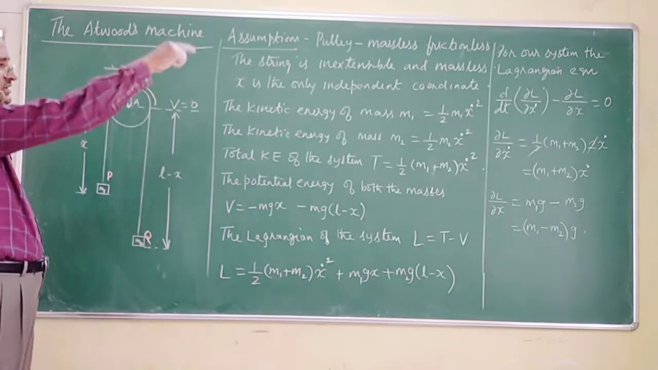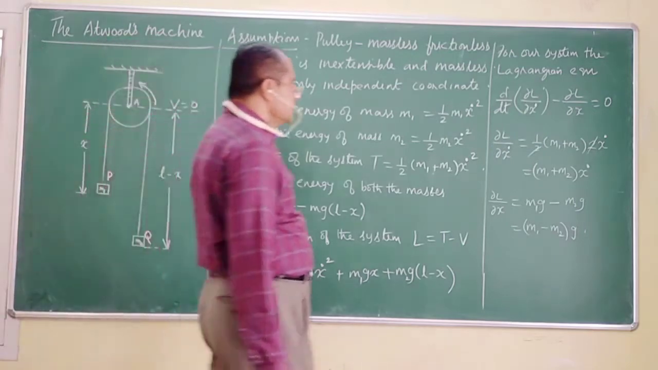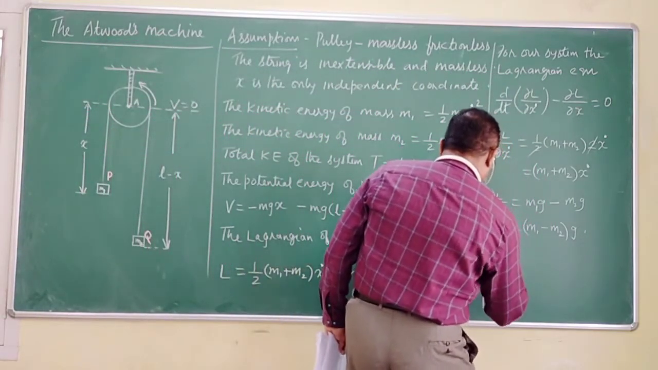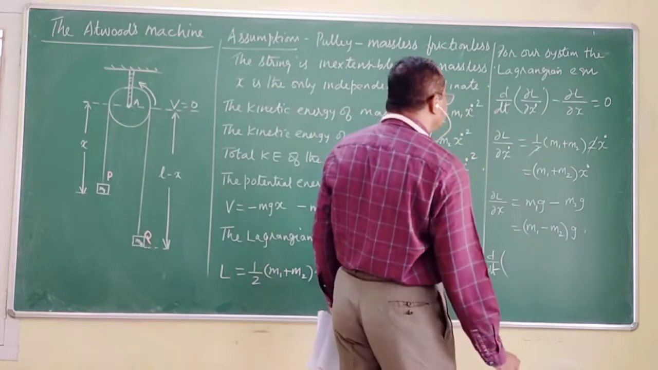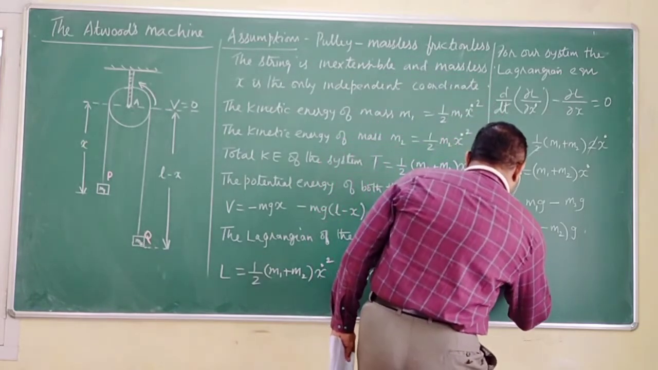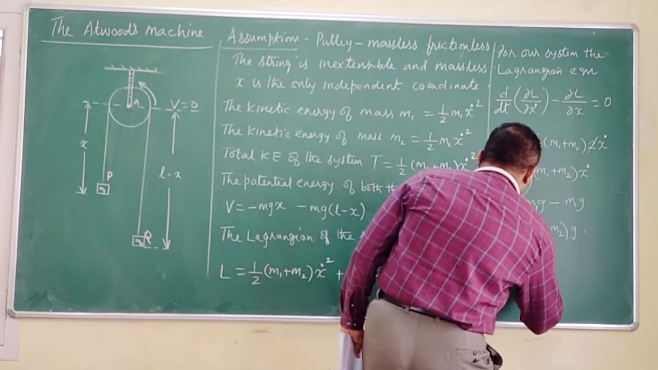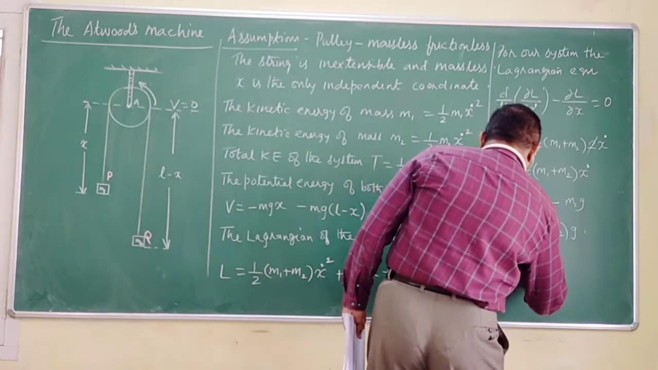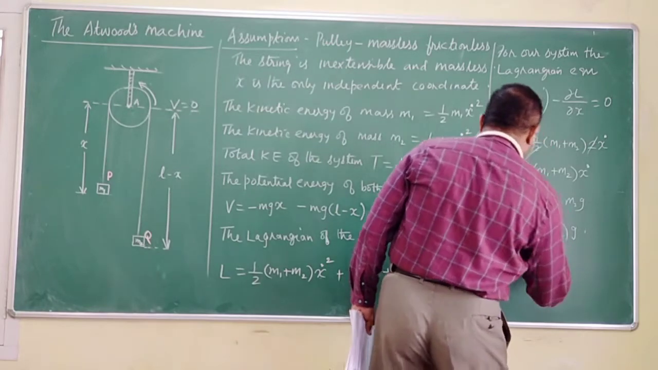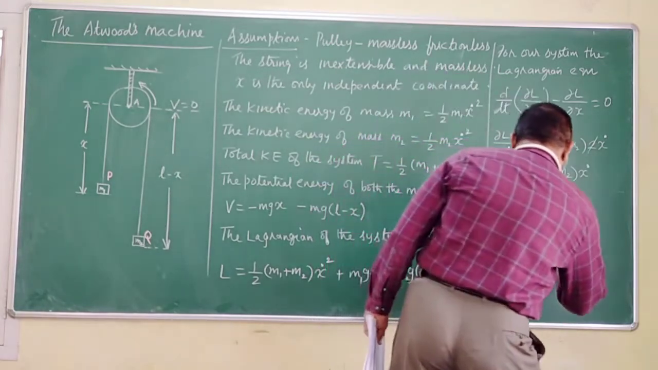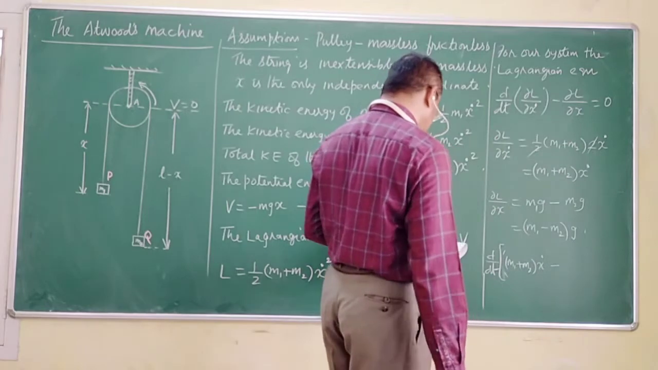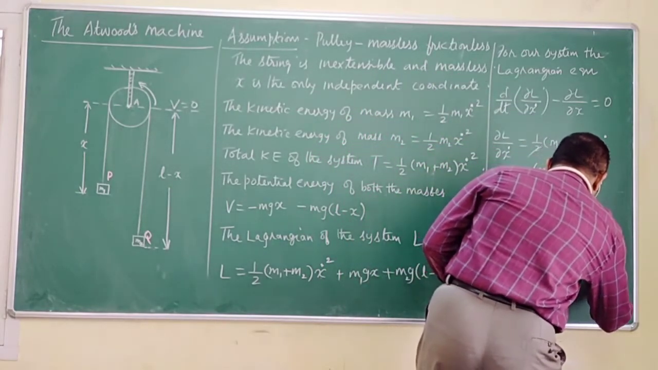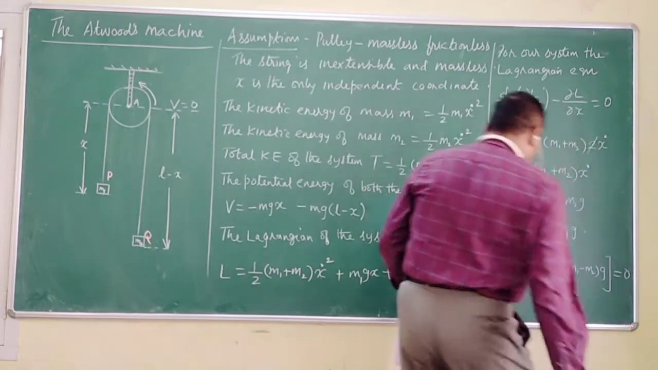Now we have to substitute in that expression. If I substitute that in the expression, d by dt of m1 plus m2 into x dot, minus m1 minus m2 into g is equal to 0.